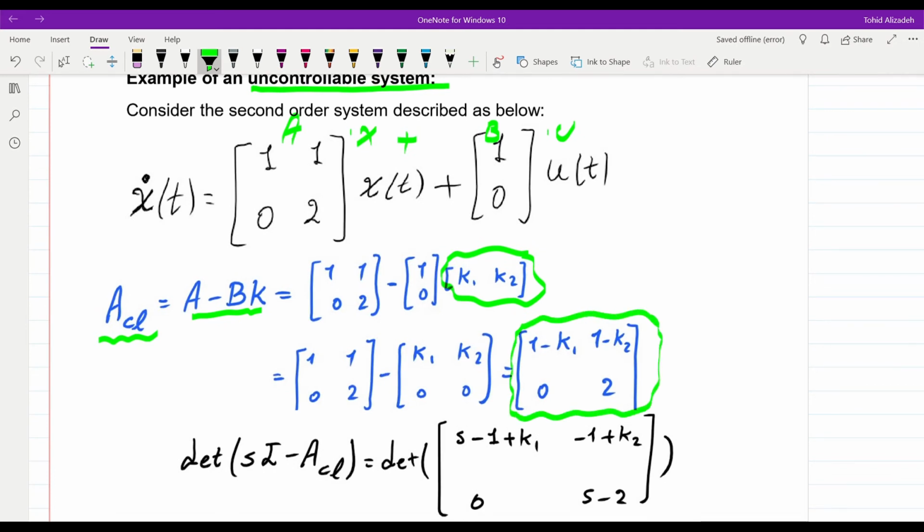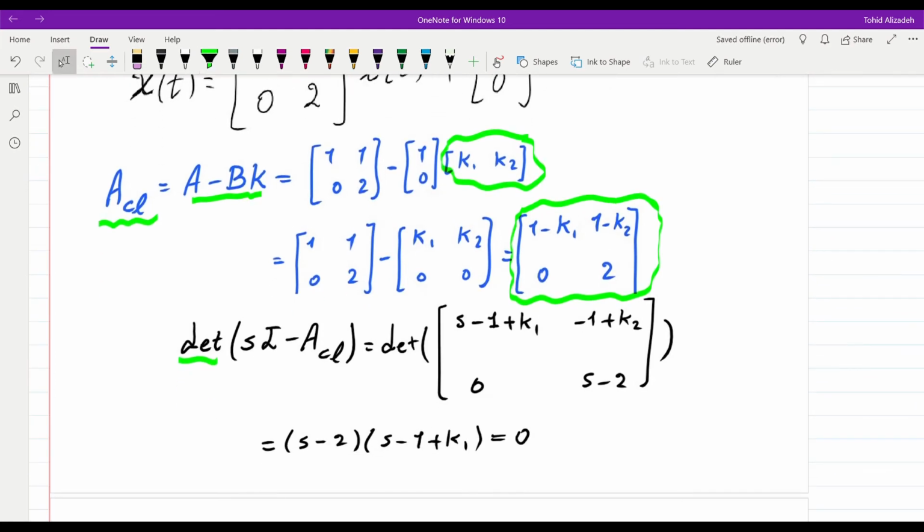And if we find the determinant of this matrix, not the matrix itself, but the determinant of sI minus that matrix, we will get this characteristics equation. And over here you can see that we have control only on one of the closed loop poles of the system. So we can determine the location for that, but the second one will always be located at s equal to 2. Our system will remain unstable and we cannot do anything regarding that pole. Let's see why this happens.